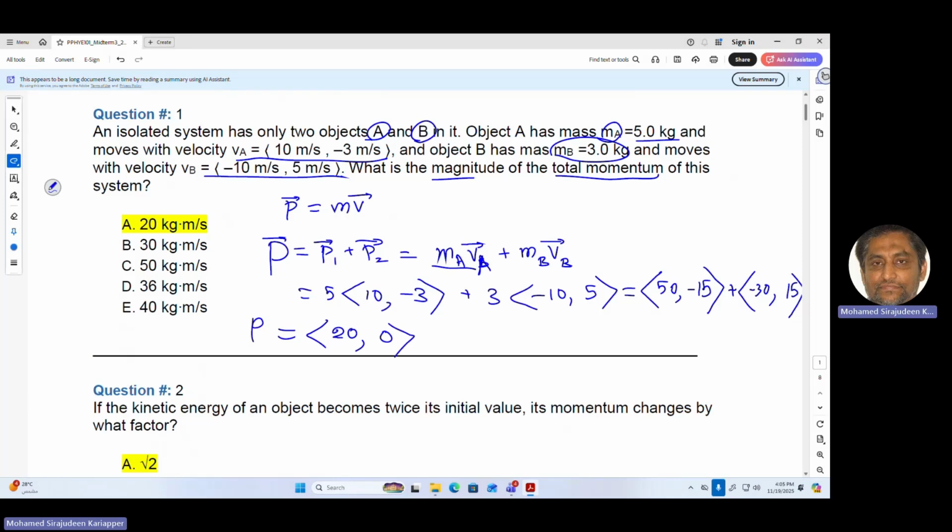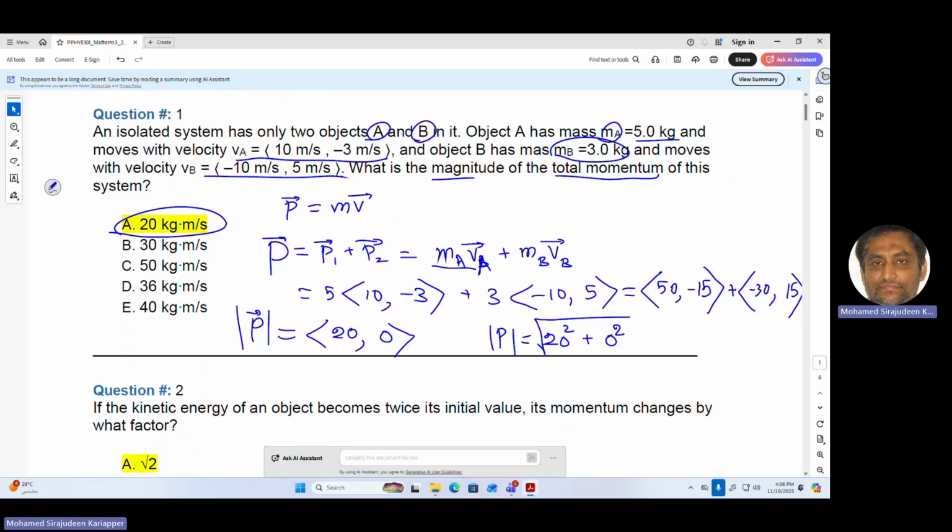So he is asking for the magnitude of the momentum. You know how to get the magnitude. You take the x component, square it, and the y component, square it, and take the square root of that. That will give you the magnitude of momentum. But you don't have to do this anyway, right? Because one of the components is 0, the magnitude will be the same as the component that is not 0. So it is 20. He's asking only for the magnitude, so we can go to the next.